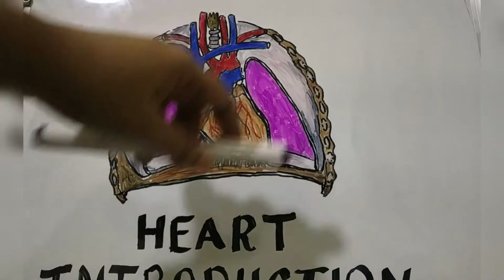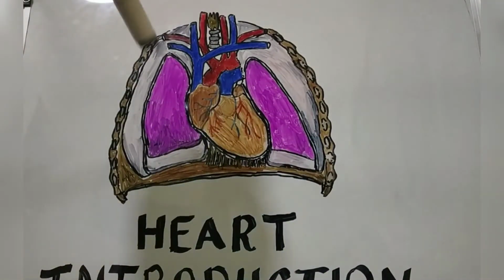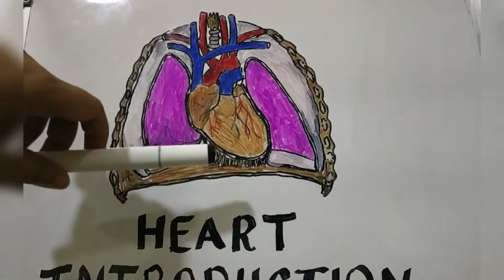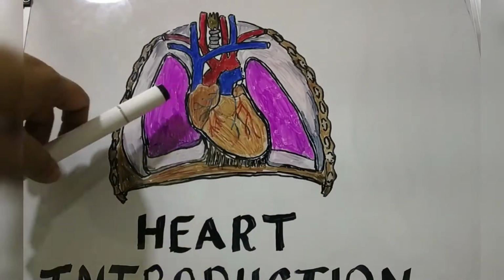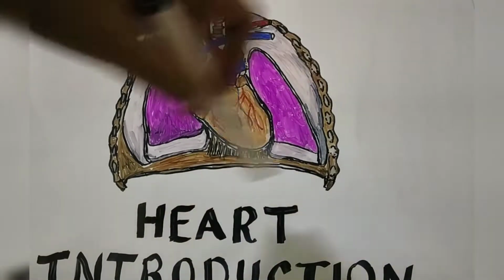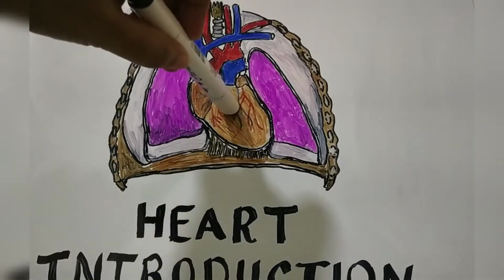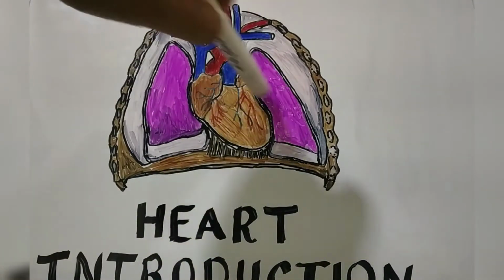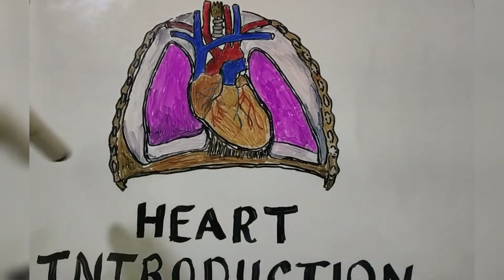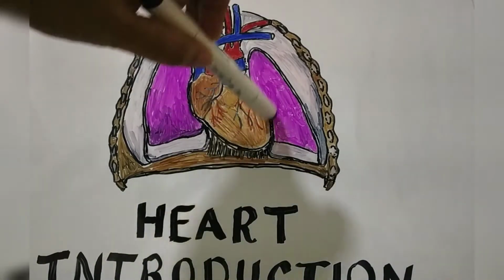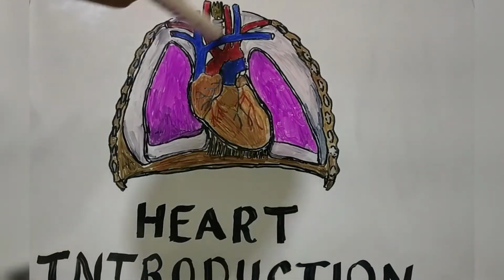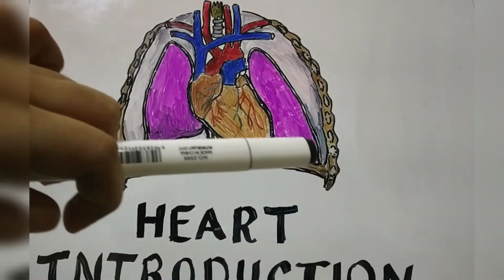So heart is placed obliquely in such a manner that 2/3 of it is located towards the left of the median plane and the 1/3 is located towards the right of the median plane. So heart, where is it located? You can see that heart, it is located in between the two lungs, that is the right and left lungs. So the space between the two lungs is the mediastinal space. So heart is located in the mediastinal space.